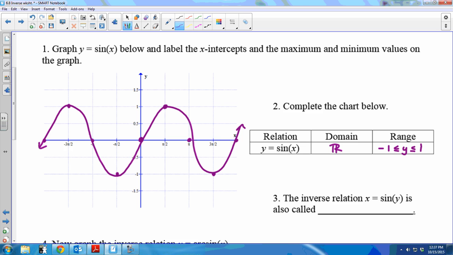Questions about domain and range? Well, that says the inverse, x equals sine y. So if we invert the variables, sine is called arc sine. We talked about that way back in Unit 1, that has its name. That's the same thing as the key in your calculator, right? Arc sine is the inverse sine function. Questions so far?